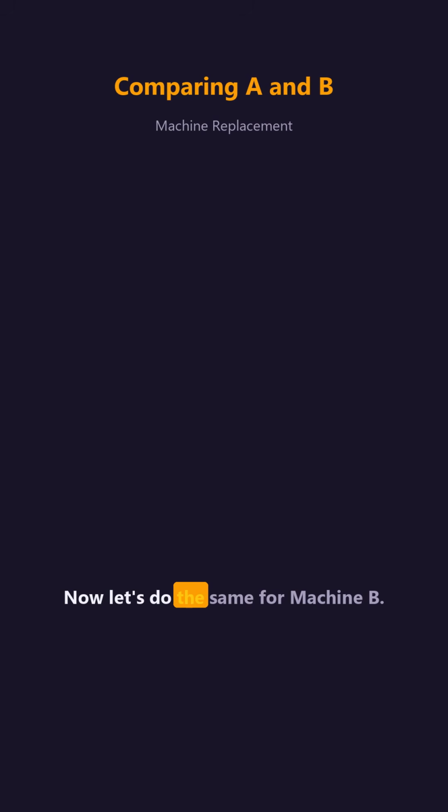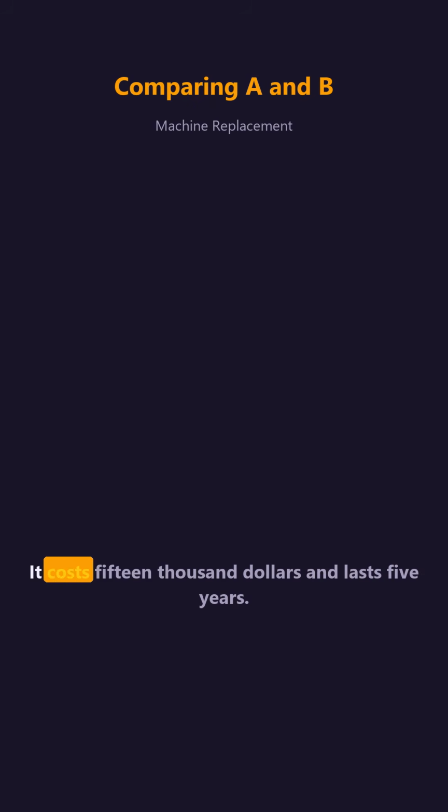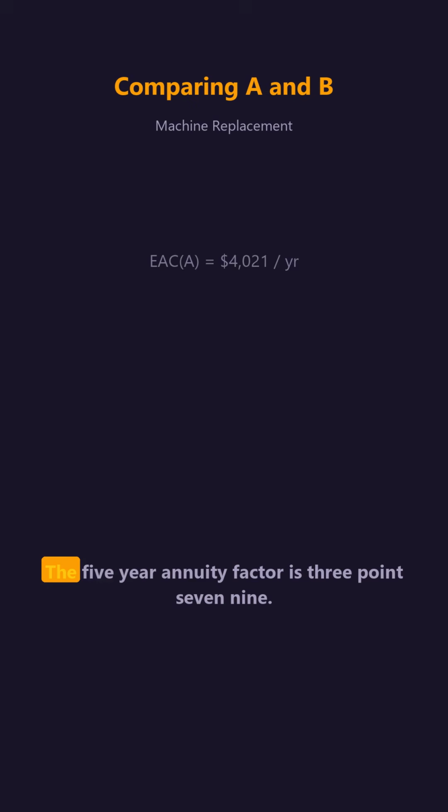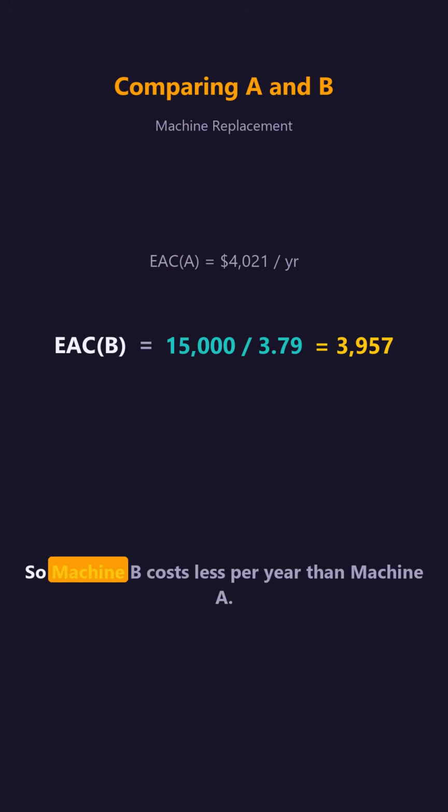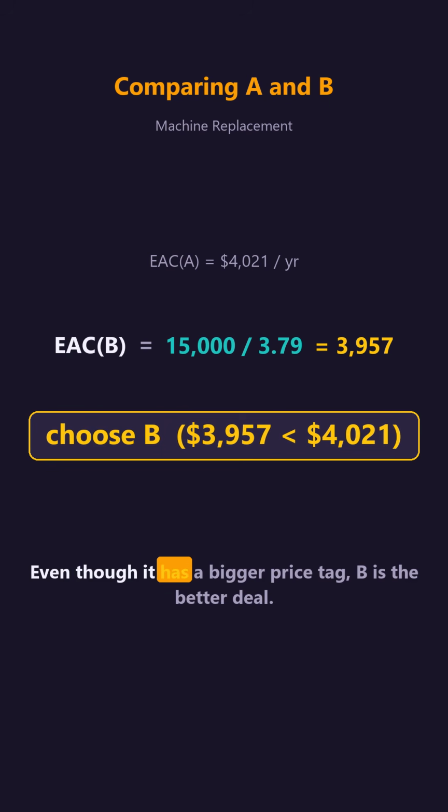Now let's do the same for machine B. It costs $15,000 and lasts 5 years. The 5-year annuity factor is 3.79. 15,000 divided by 3.79 is 3,957. So machine B costs less per year than machine A. Even though it has a bigger price tag, B is the better deal.